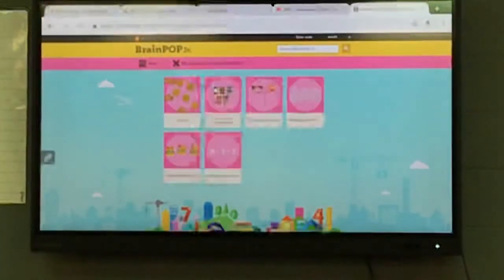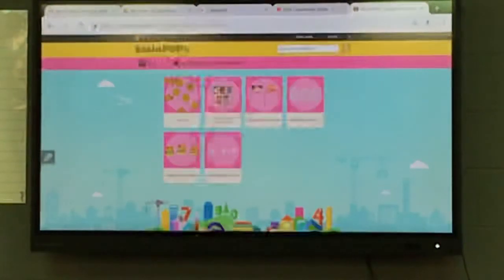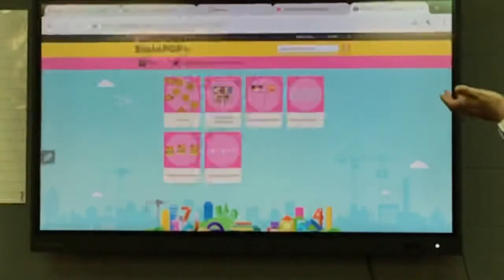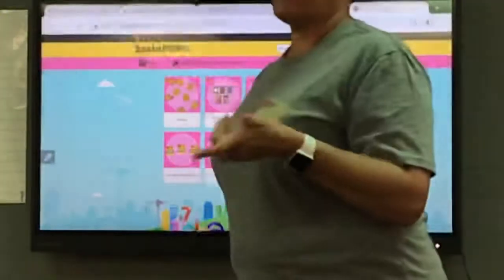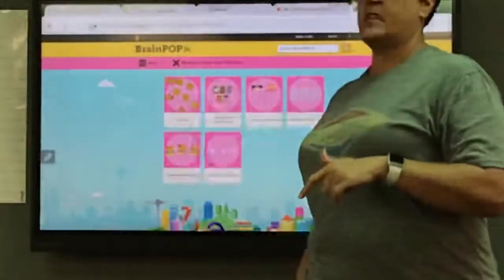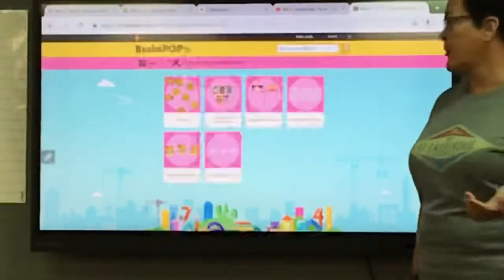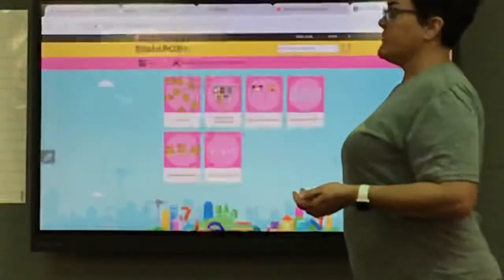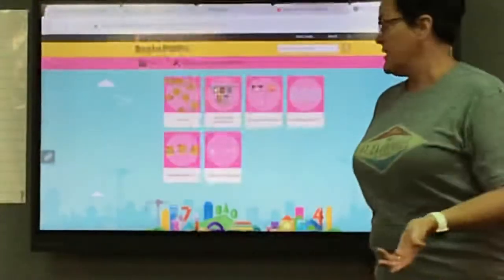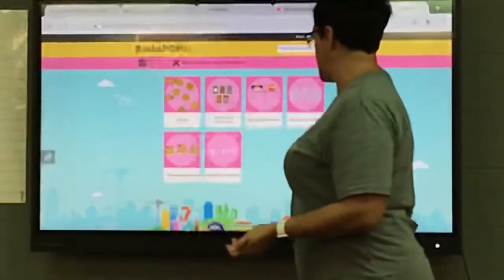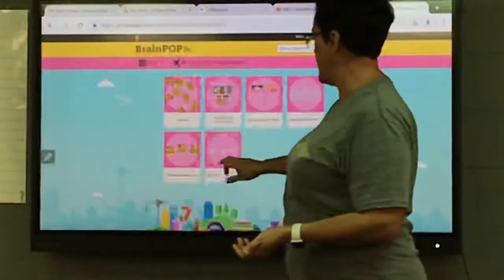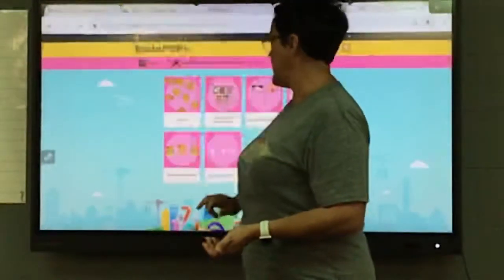Right, friends, we have been learning about multiplication using equal groups. We have talked about arrays, and we've done some skip counting to help us with that. We've done repeated addition. So I think let's start out with repeated addition.